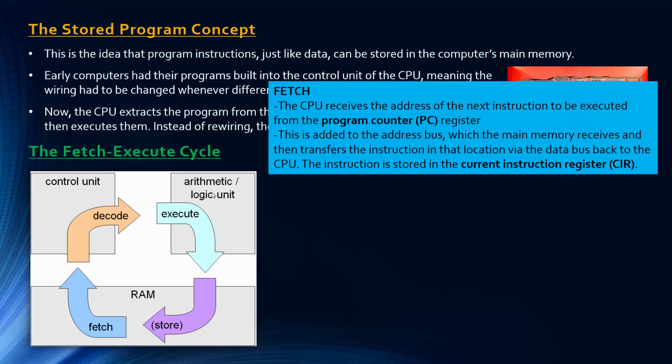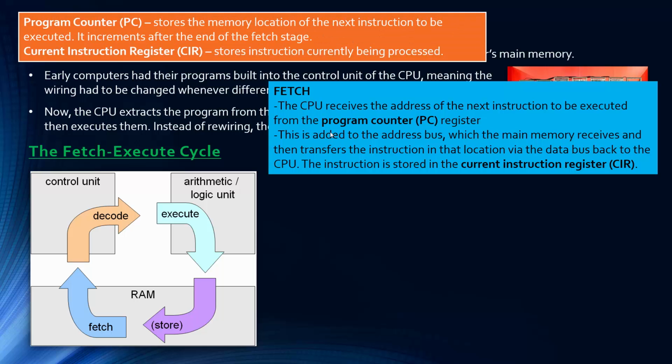So the first one, fetch. The fetch stage is when the CPU receives the address of the next instruction to be executed from a register called the program counter. I'm going to talk about 2 specific registers. I think the program counter is the most important one. The current instruction register is relatively important too. There are other registers I'm going to miss out, kind of intermediate registers that are like buffers, which I think if we were doing an A-level video I'd include them, but I don't want to swamp you with too much information.